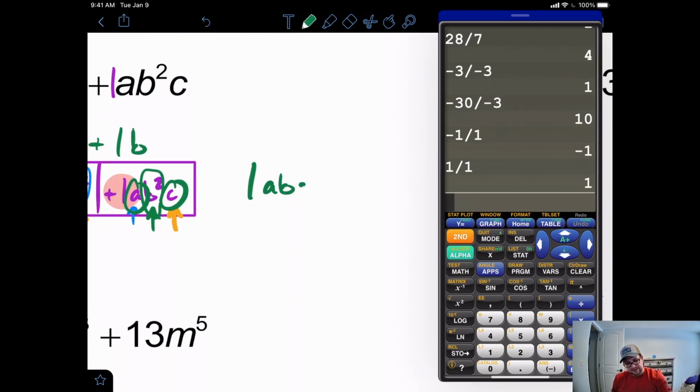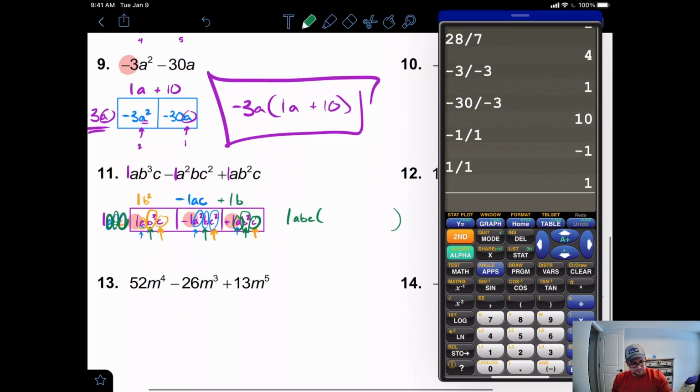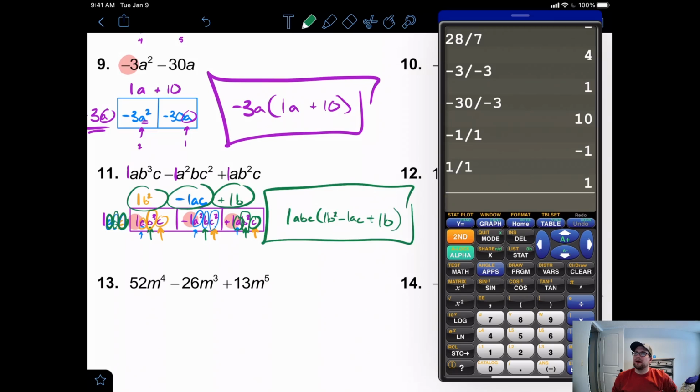a, b, c times 1b squared minus 1ac plus 1b. And this would be my final answer. Great job. Let's look at our last problem.